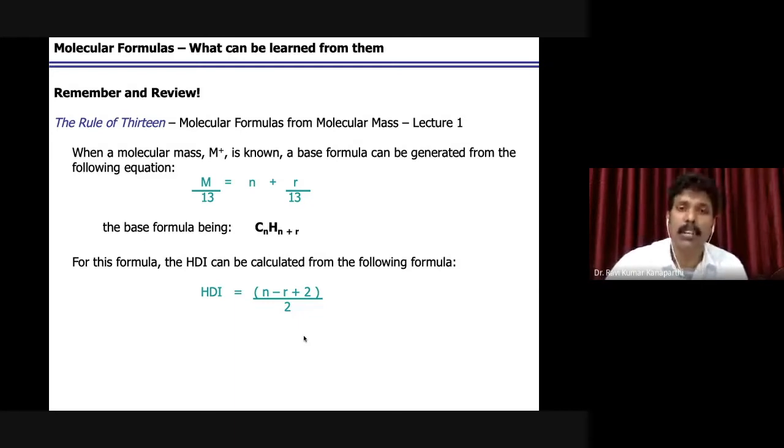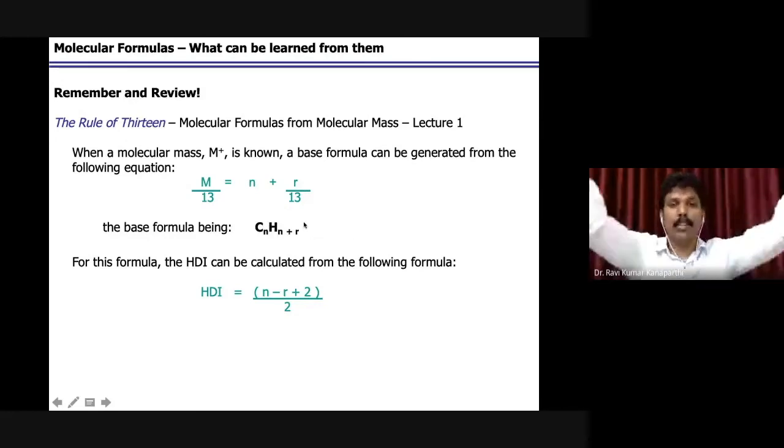In the case of the fragmented species or the molecular ion species, what you do is, if you see a peak at a particular position, you divide that number by 13. How many times it divides will be the n. That n is nothing but the number of carbons, and the hydrogens are n plus r, where r is the remainder. N plus r gives the number of hydrogens required.